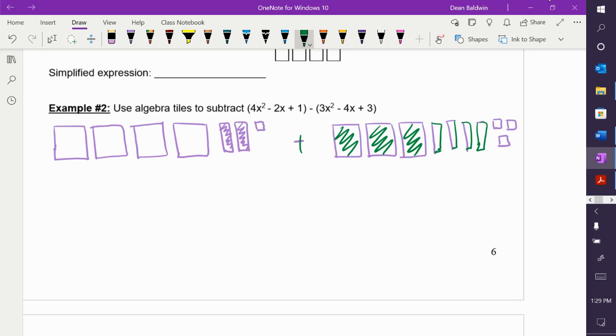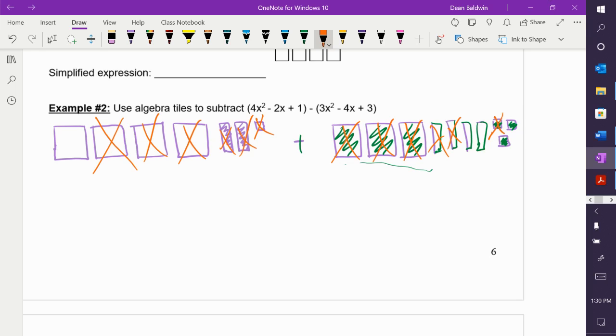Those are bad rectangles. Only on the second one, right? Yeah, only on the second one. Sorry, not on the first one. Correct. So now I've flipped all the colors. Now you cancel everything out. You look for your zero pairs. We have 3 negative x squareds, so that should make 3 of these go away. And those go away. How many rectangles cancel? 2. How many ones cancel? 1.